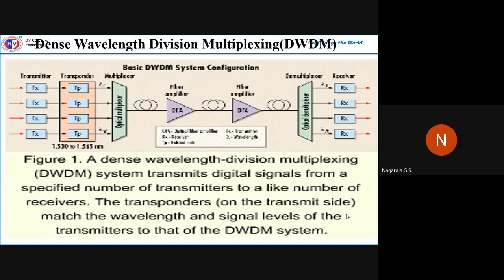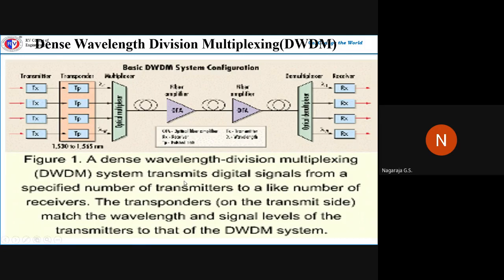What happens in the case of DWDM, similar to the previous one itself, you have transmitting and receiving sides, from left and right side, wherein you have transmit ends at both sides, with a multiplexer and demultiplexer, and in between there will be filter amplifiers to regenerate your signals in case the signal strength is not good enough. That is possible.